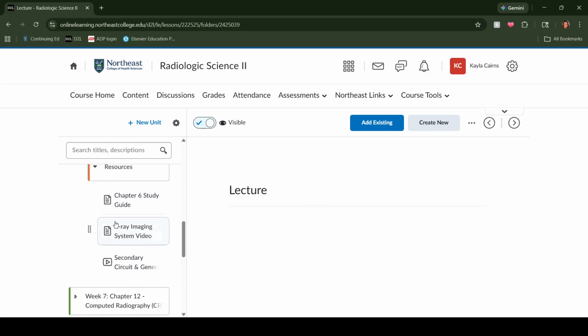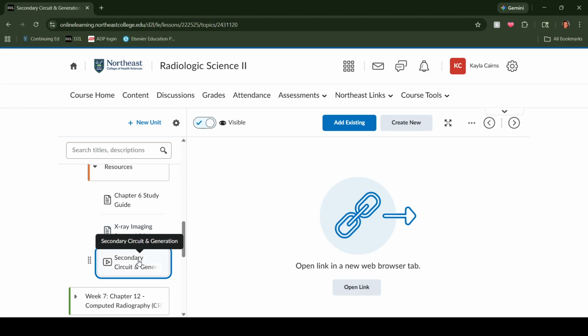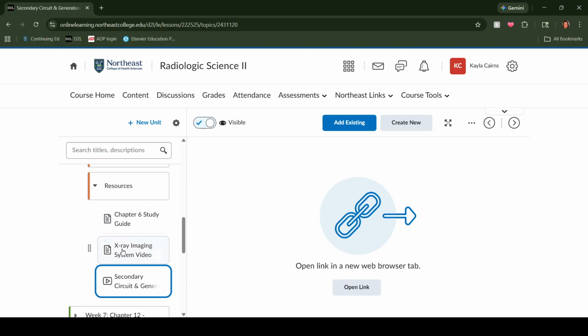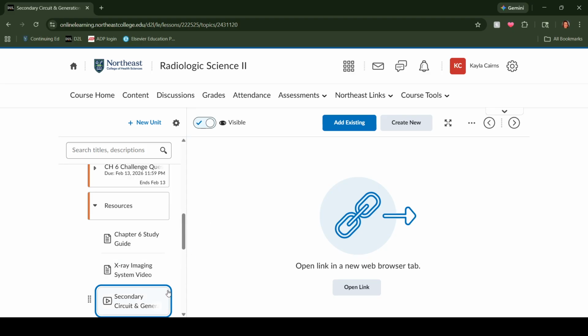Under resources for this week, you'll notice some videos. This secondary circuit and generation is the one that's super helpful for looking at that alternation, the alternating current and how it flips that magnetic pole to allow flow of electrons from just the negative to the positive side.